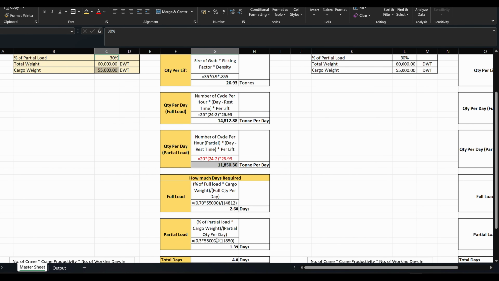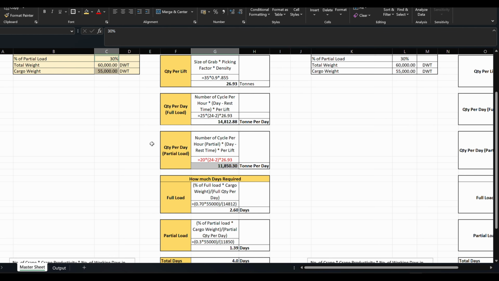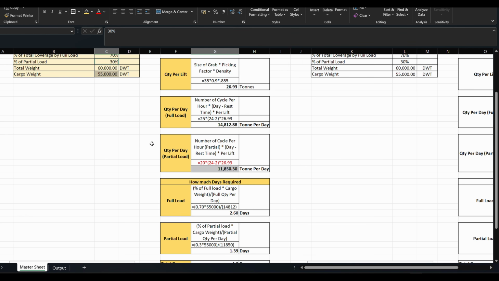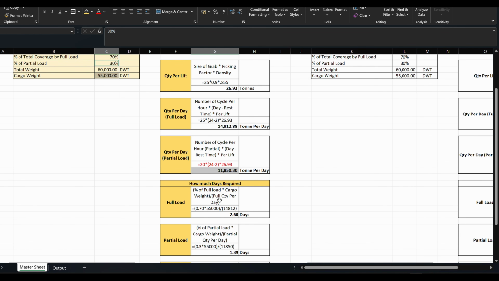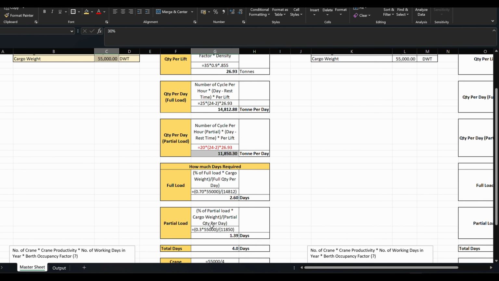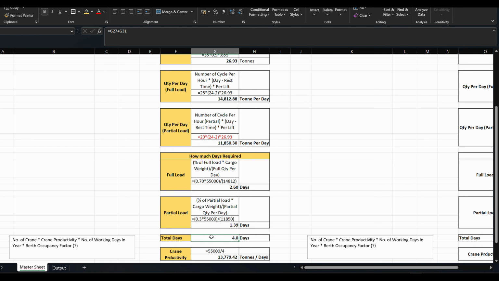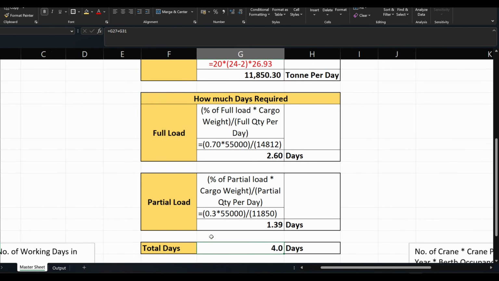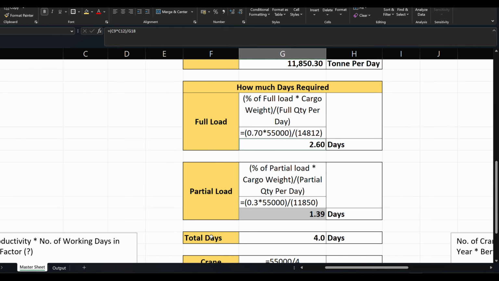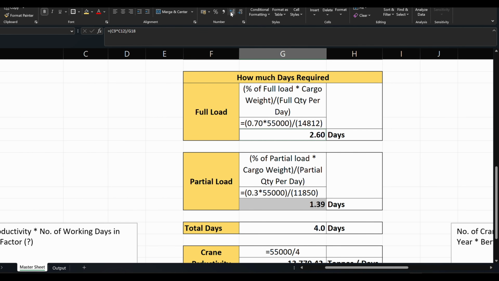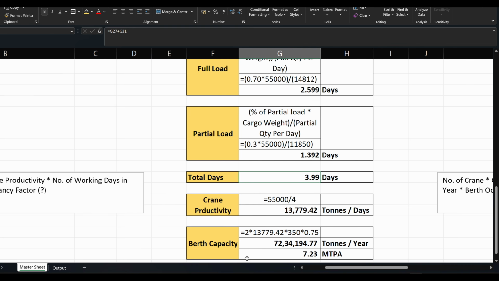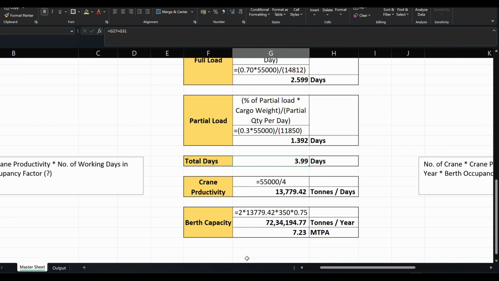Now for partial load, the same way: 30 percent times the cargo weight of 55,000, divided by the partial load quantity per day, gives 1.4 days, which is less than 1.5 days. So we can take 4 days on average, about 3.99, which is 4 days.